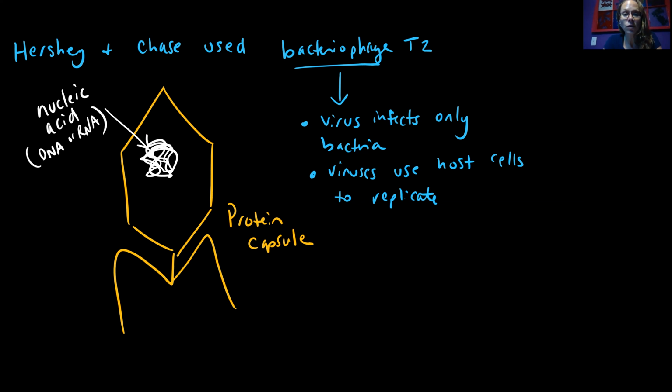Now, viruses are going to inject the hereditary molecule into the host cell and use the host cell in order to replicate. So Hershey and Chase decided that they would tag proteins and tag DNA and see which molecule was actually injected into the E. coli in order to produce more virus.